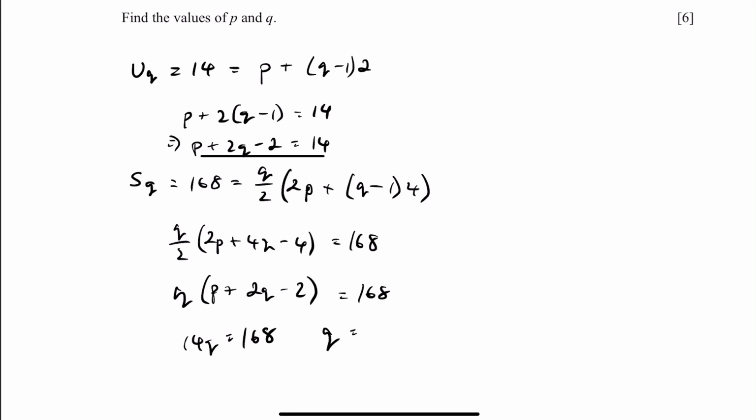So q must be equal to whatever 168 divided by 14 is, which happens to be 12. So we got the value of q as 12. Now let's find what p is.